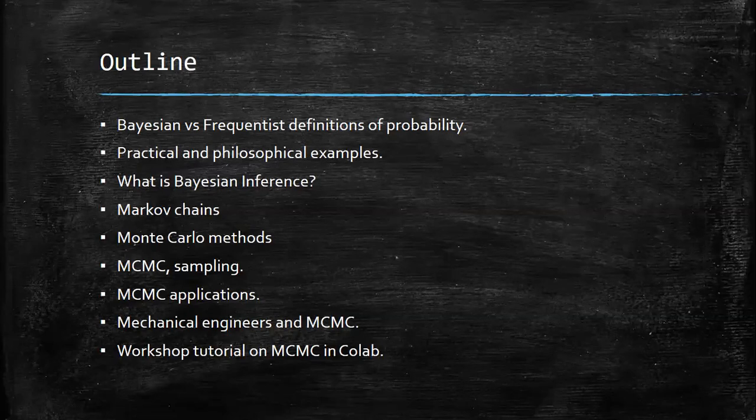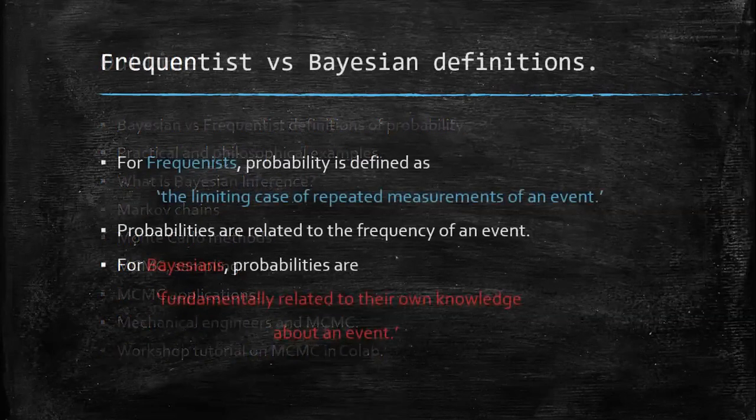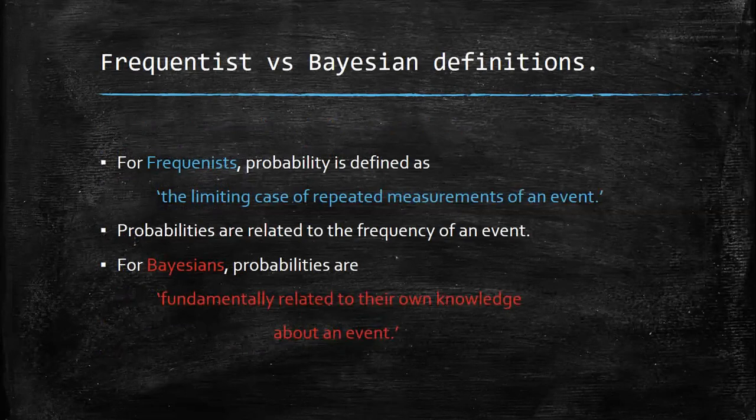So there is a tutorial on MCMC which is pretty standard. We will not be getting into really great detail, but we'll basically go through the code together and see if we can understand what's happening and how we can implement MCMC in Python. So that'll be a very brief tutorial. And okay, so let's begin with the frequentist versus Bayesian definitions of probability.